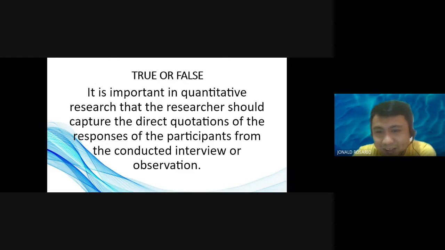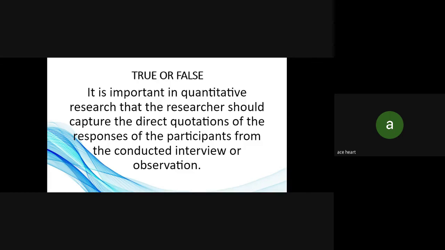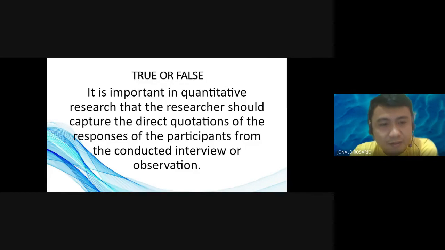Joanna. Joanna? Qualitative, sir. It must be qualitative. Very good. Yan. So, direct quotations, yung mga responses, yung mga actual responses ng mga participants po natin ay ini-include pa rin o ini-include dun sa ating research paper.